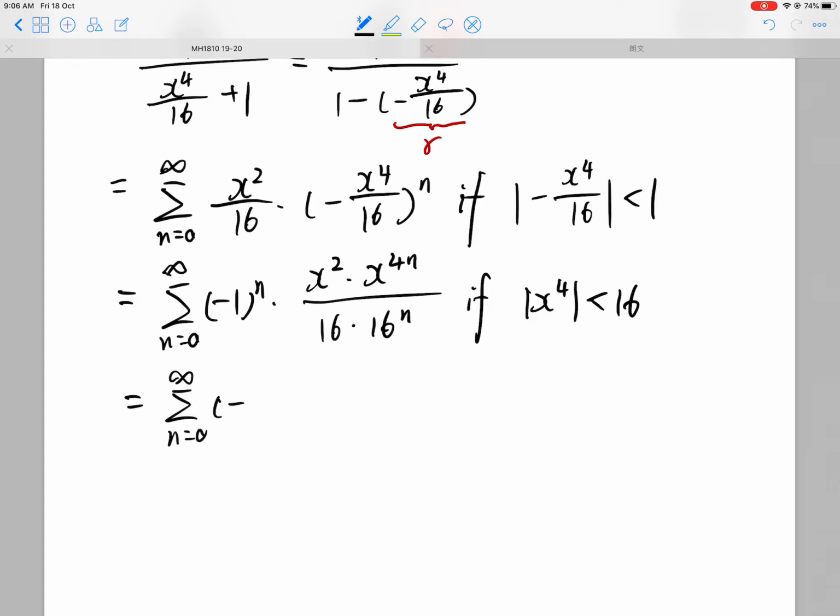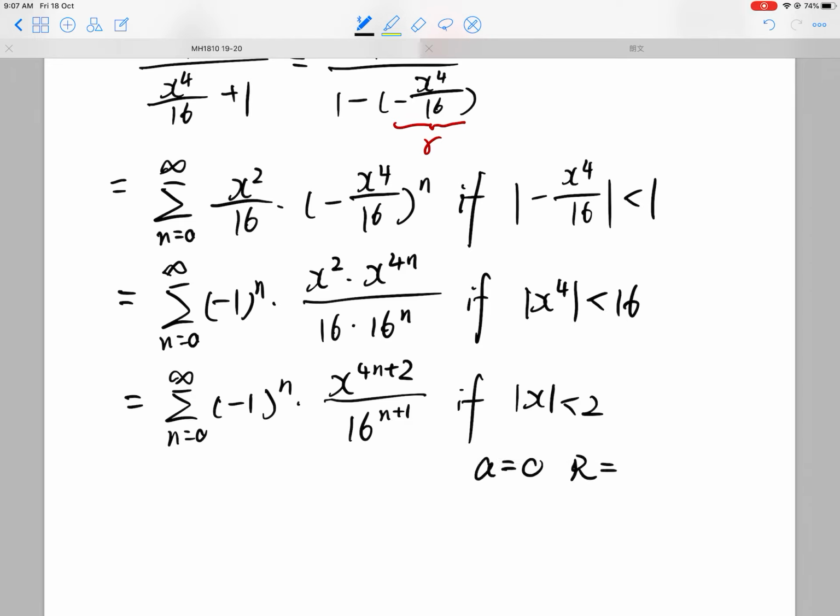Then this is negative 1 to the power of n, x to the power of 4n plus 2 over 16 to the power of n plus 1. If you solve it, the absolute value of x is smaller than 2. So the center is 0, the radius is 2, and the convergence interval is negative 2 to 2.